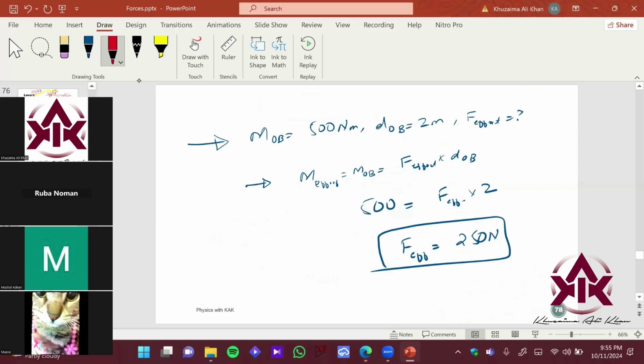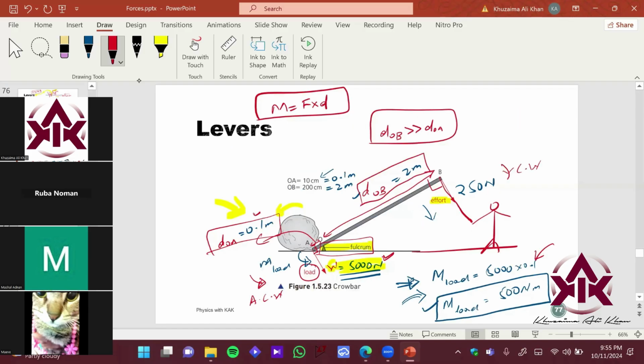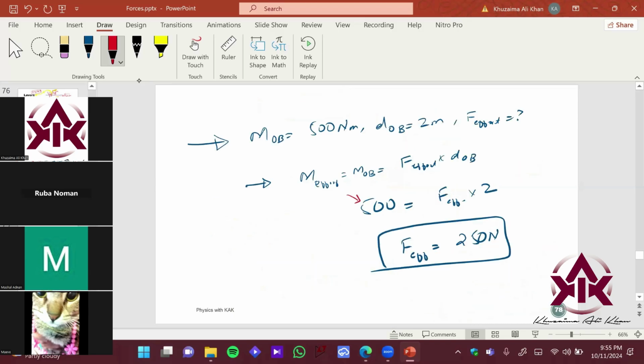So I know my moment should be at least 500 Newton meter, equal to the moment of the load, because I need to reach 500 Newton meter to start moving it or roll it over. This is the formula which comes out. So the moment of effort which I need to apply should be at least equal to the moment provided by the load. That is 500. Then again, the formula of moment.